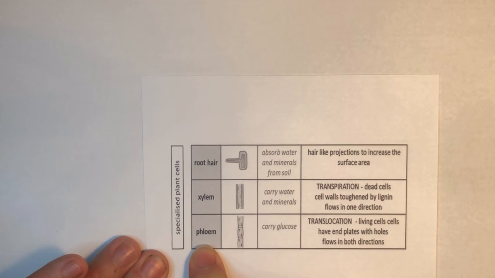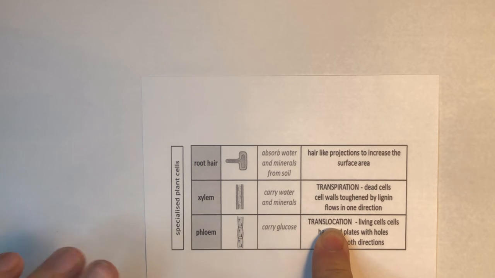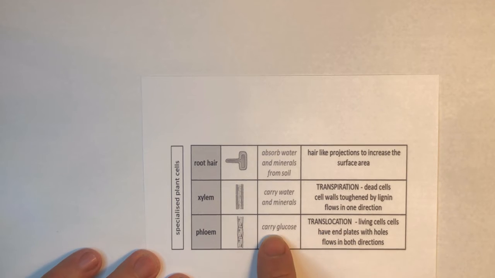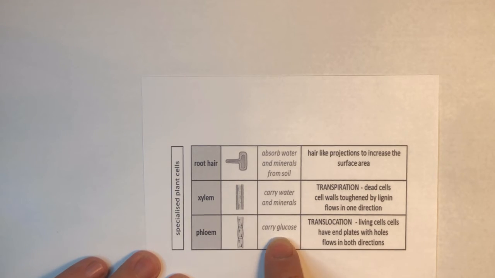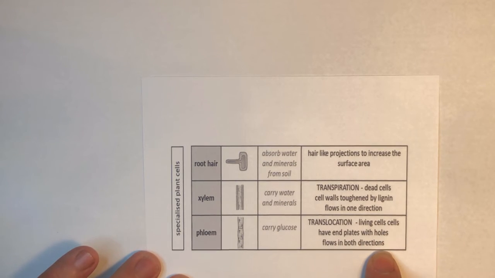Phloem, that's got a much more complicated, and this is called translocation. And if you think translocation, trans means kind of moving around. Location is moving around where it is, the location of it. And what this does, it carries the glucose. So when the glucose is made in the leaves by photosynthesis, the phloem then transports it to all the parts of the plant that need it. They're living cells. The cells have end plates with holes and they flow in both directions to transport the glucose around.